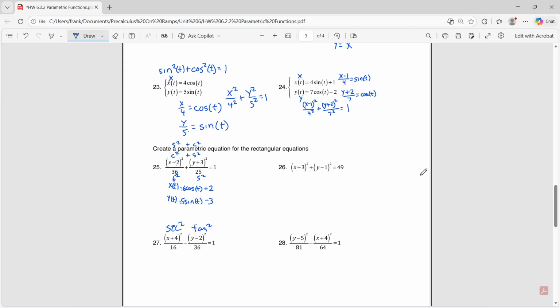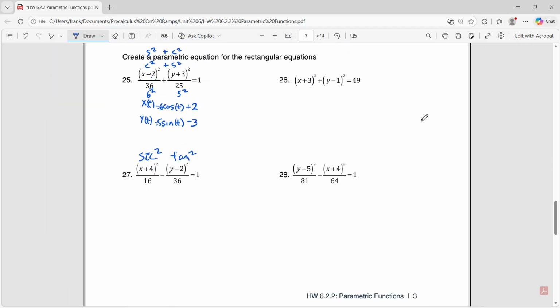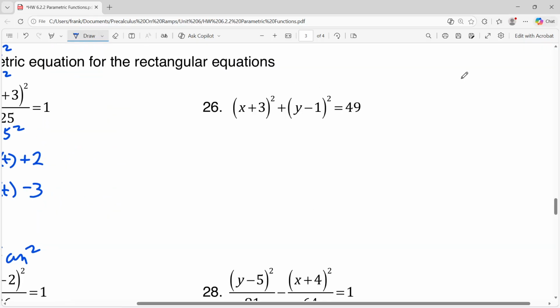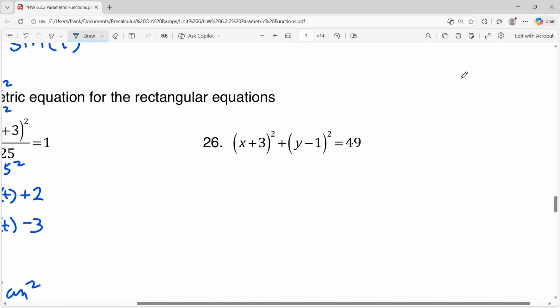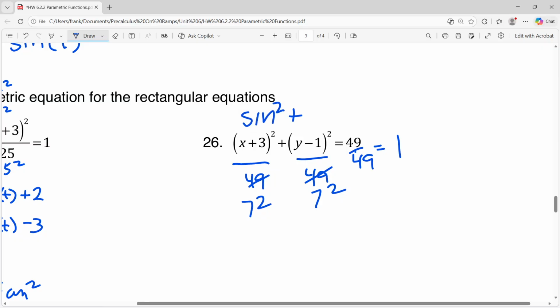So I have to do 28. Is that the last one I have to do? No, 26 is the last one I have to do. All right, this is a circle. So remember, I know that cosine squared plus sine squared, or sine squared plus cosine squared, whichever one you'd like to do, has to equal 1. So I just divide everything by 49. And 49 over 49 equals 1. And 49 happens to be 7 squared. So I'm just going to do sine squared plus cosine squared. You can do cosine squared plus sine squared if you want.